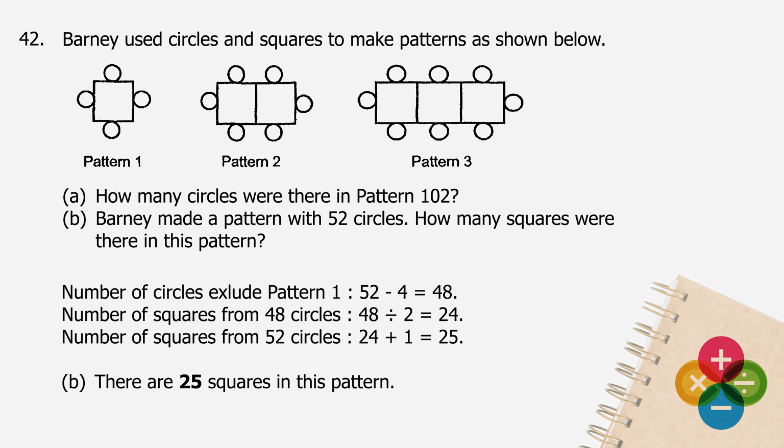The number of circles excluding pattern 1 will be, subtract 4 from 52, and the difference is 48. The number of squares from 48 circles will be, divide 48 by 2, and the quotient is 24. The number of squares from 52 circles will be, add 24 to 1, and the sum is 25. B. There are 25 squares in this pattern.